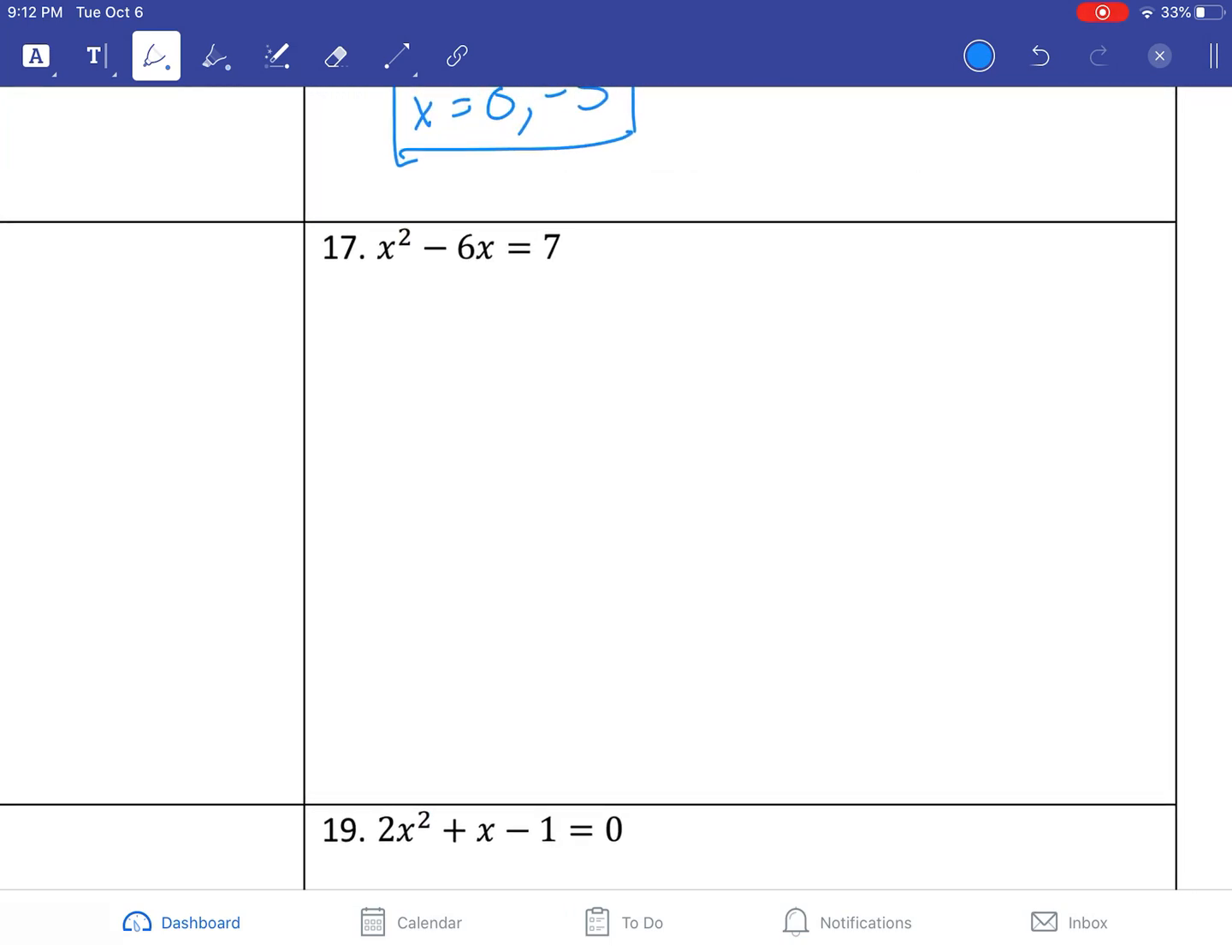All right, here again, we have to get everything on the same side, so we're going to have x squared minus 6x. We're going to subtract the 7 to the other side. You get minus 7 equals 0.